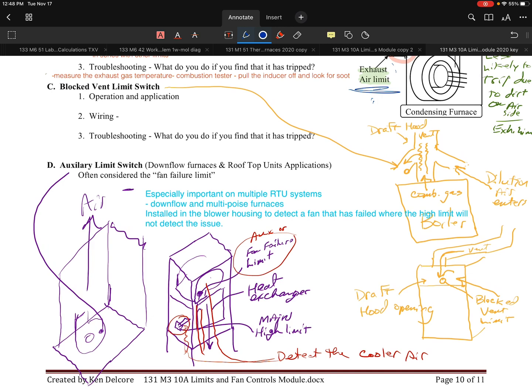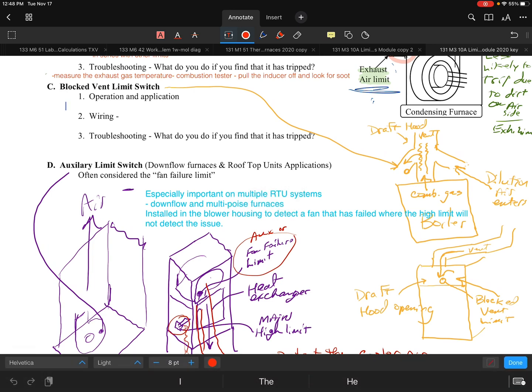Let's take a look at the blocked vent limit switch. Now the blocked vent limit switch, I have a couple little drawings that I'd made up here. I'm just going to make a few notes here. The intent of that block limit is, it's generally going to be only on category 1 appliances. Category 1 appliances, that's generally what you're only going to see that on. And that includes boilers and furnaces. So you're only going to see it on those two as a general rule. It would have to be a natural draft.